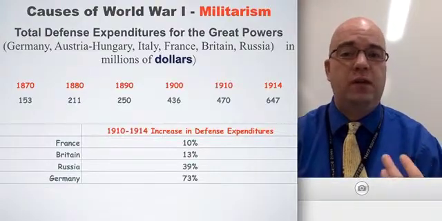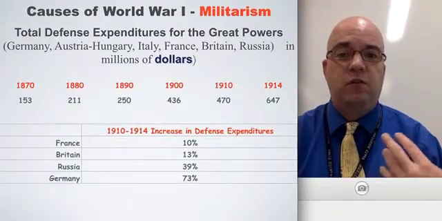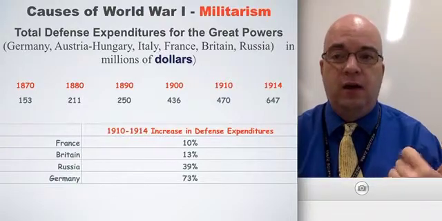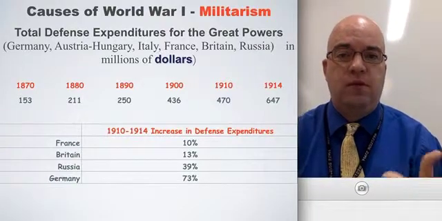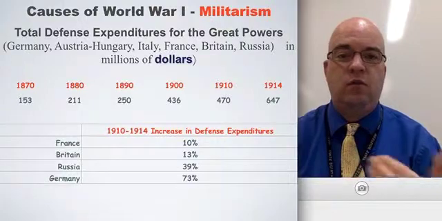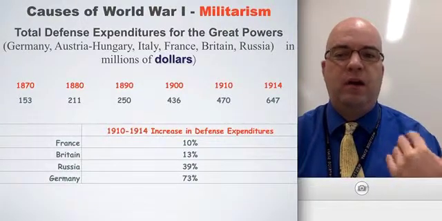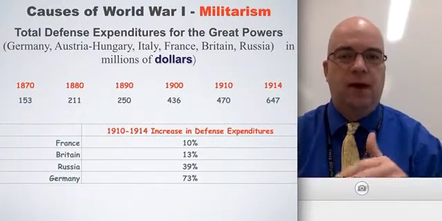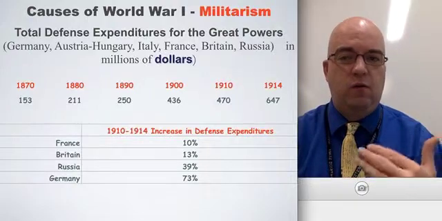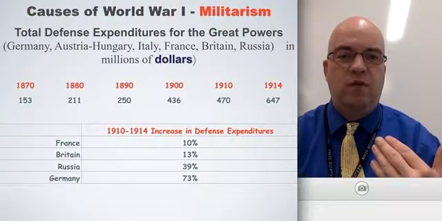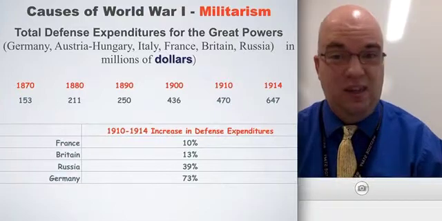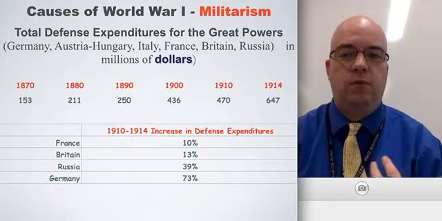You can see how much money was total spent by Germany, Austria-Hungary, Italy, France, Britain, and Russia from 1870 to 1914. They spent about $153 billion combined. By the time you get to the beginning of World War I, they've now spent over $647 billion. That's a very large increase in military spending.